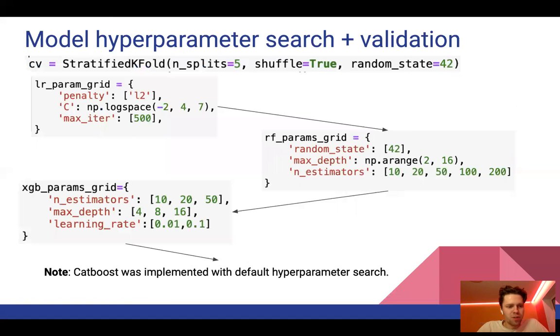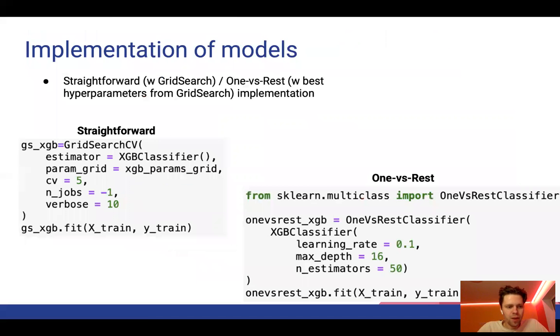To find the best parameters, we tried several methods. To start with, we applied stratified k-fold and set the number of folds to 5, while the random state was kept at 42. Then for logistic regression, random forest and XGBoost, we used grid search to find the best parameters. At last, CatBoost was implemented with default hyperparameters because it's already good. For each model, we tried 2 implementations. We used the straightforward one with grid search, and one-vs-rest with the best hyperparameters from grid search.